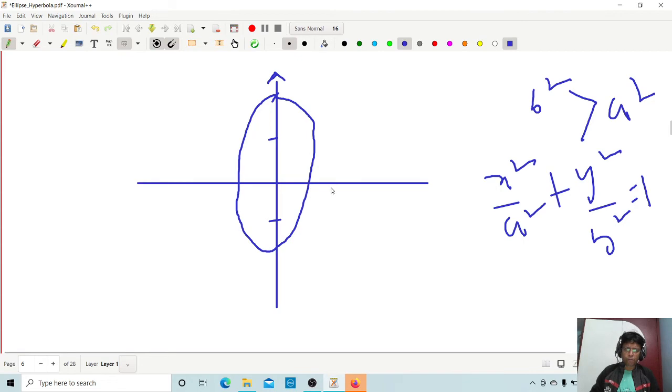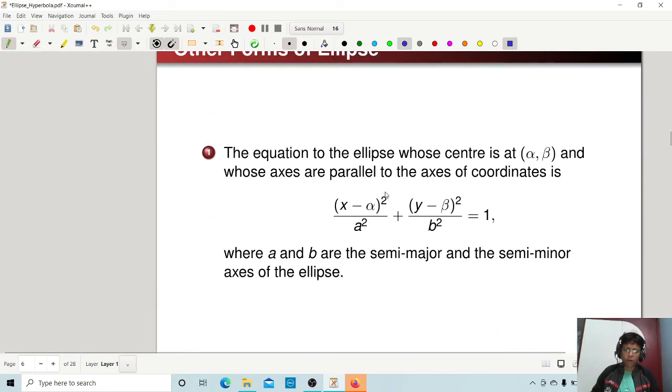So this is another form. And you have a general form if the center is not at the 0, 0 origin.